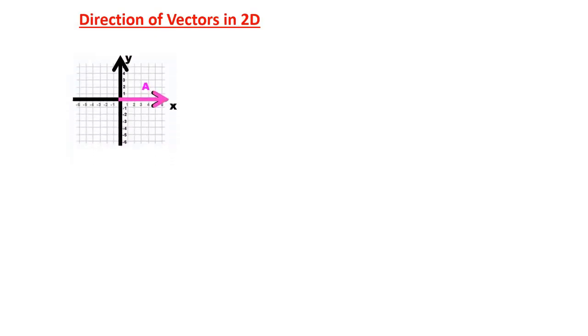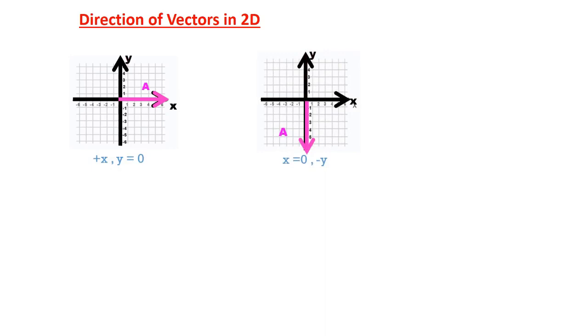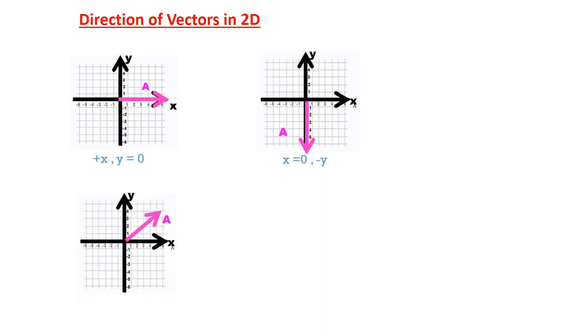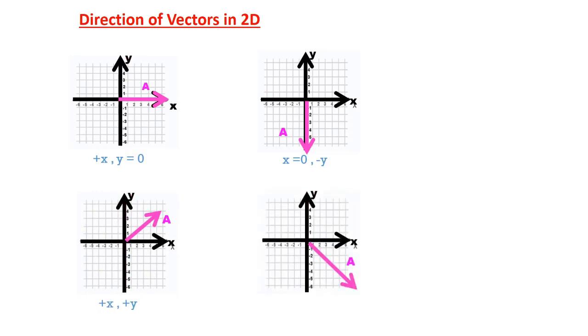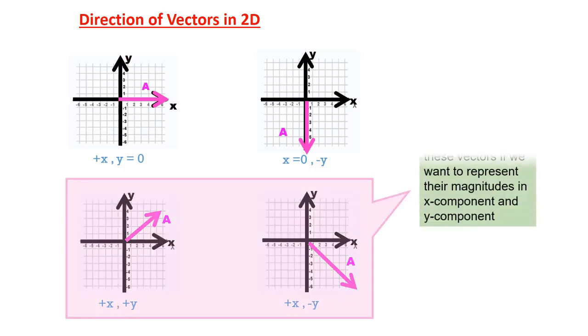Now, direction of vectors in 2D. Let's read the direction of these vectors. Number 1. Positive x, y equals 0. Number 2. x equals 0, negative y. Number 3. This is an angle vector. Can you read this one? Positive x, positive y. Number 4. Positive x, negative y.